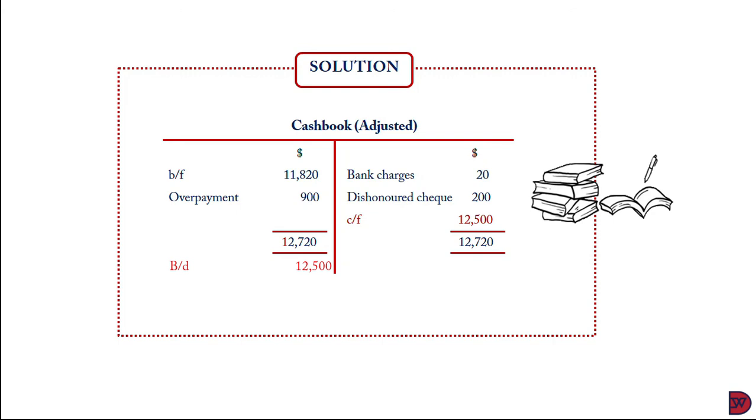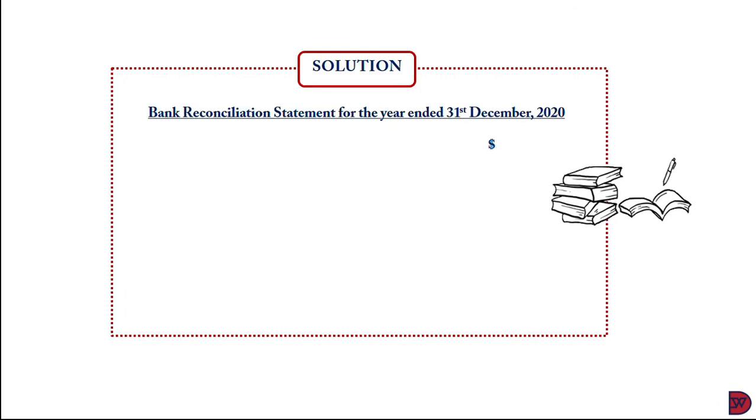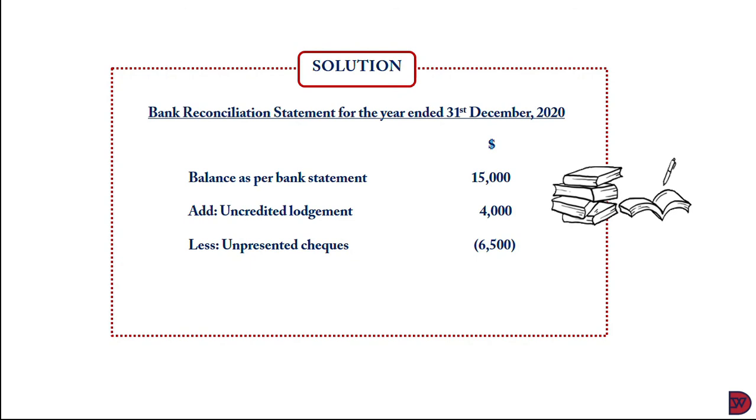Let's go to the bank reconciliation statement. So for the bank reconciliation statement for the year ended 31st December 2020, as seen in the pro forma, we will start with the balance as per bank statement, which was $15,000. It was a credit, meaning a favorable balance. Then we add uncredited lodgement, which was in the question for $4,000. Then less unpresented check, which was $6,500 in the question, the balance here will be $12,500, which is the same as adjusted cash book.